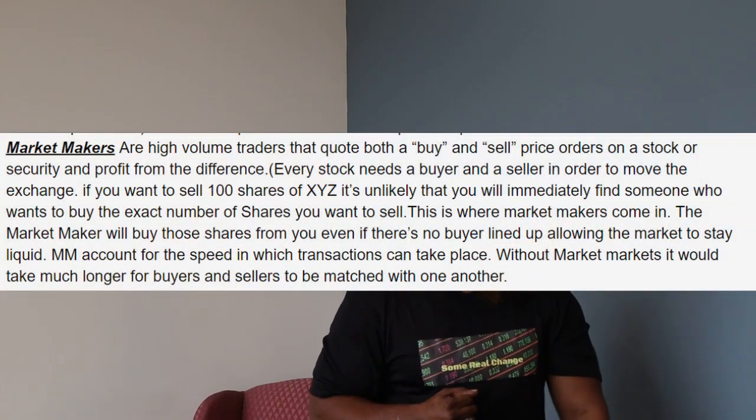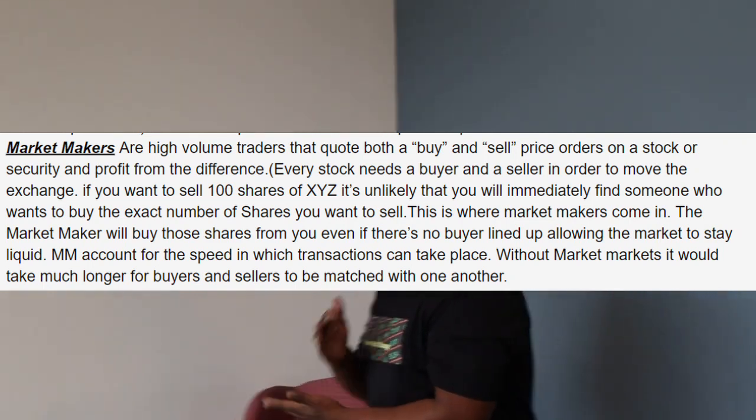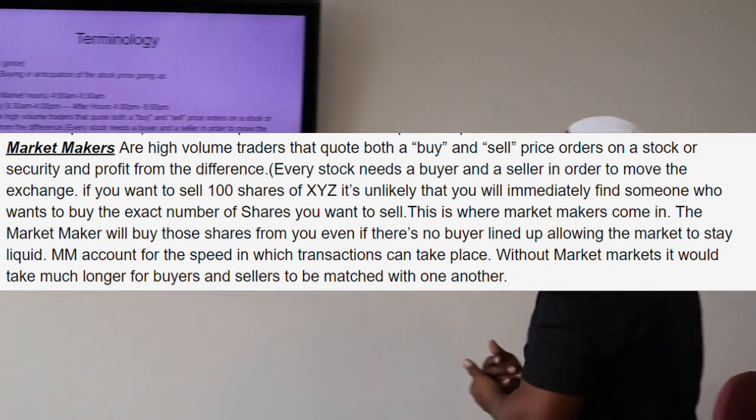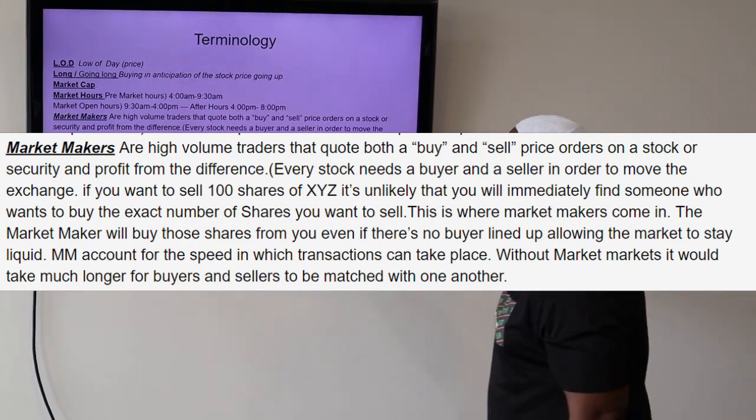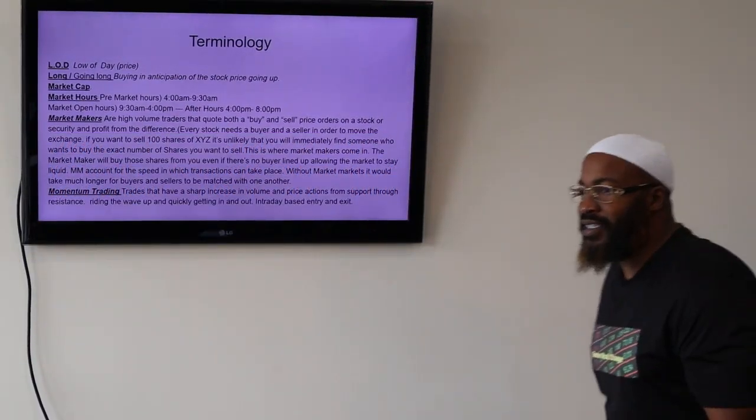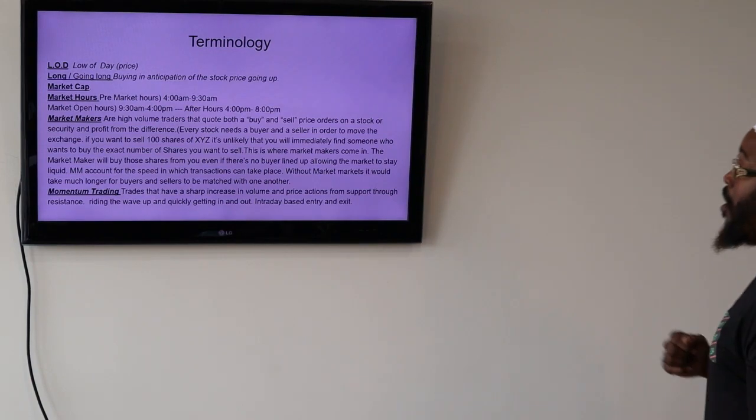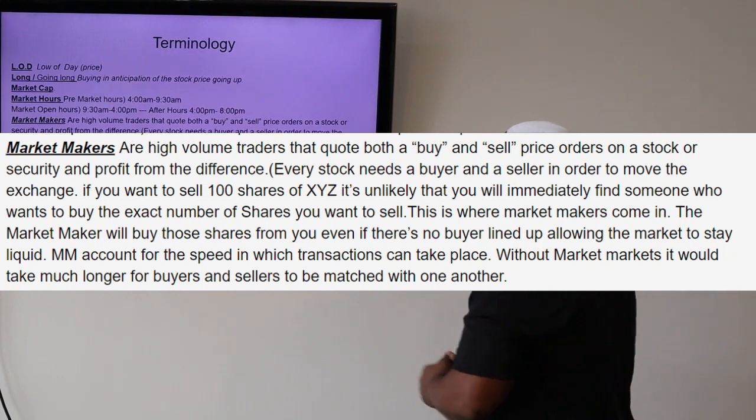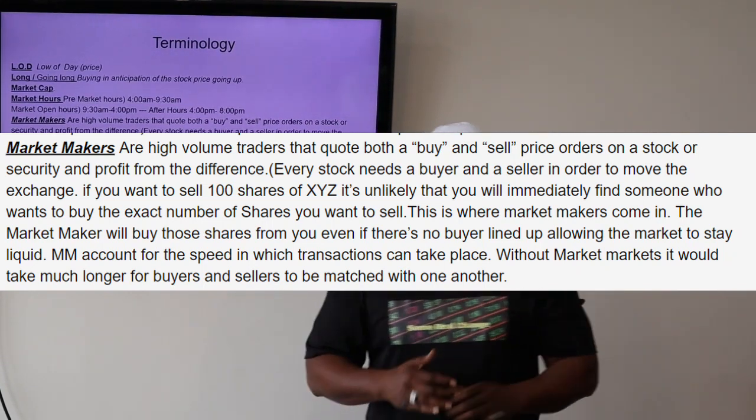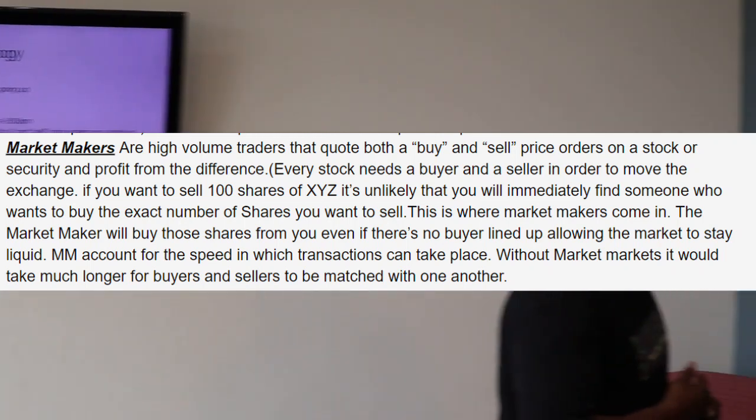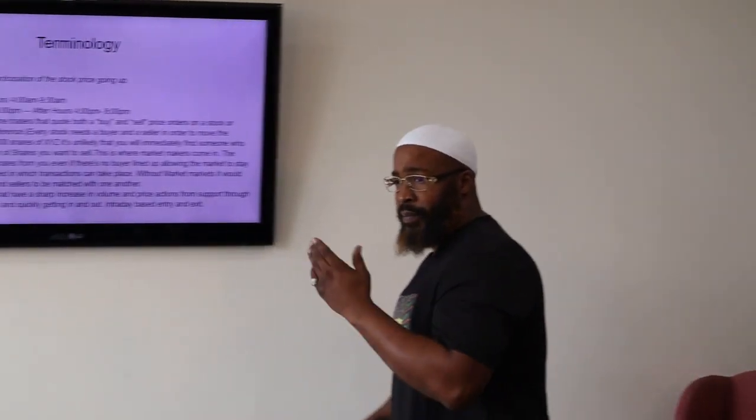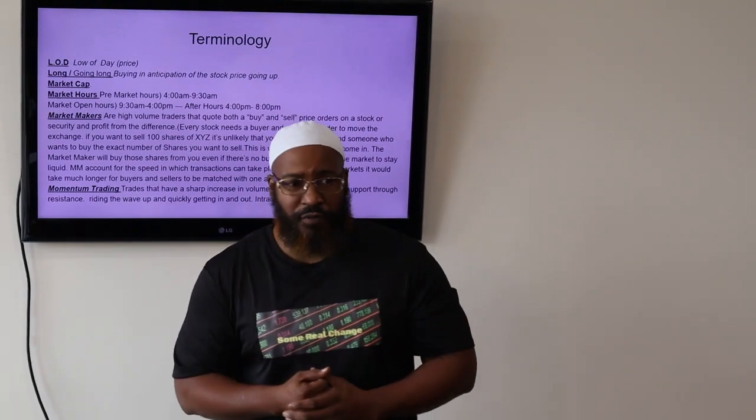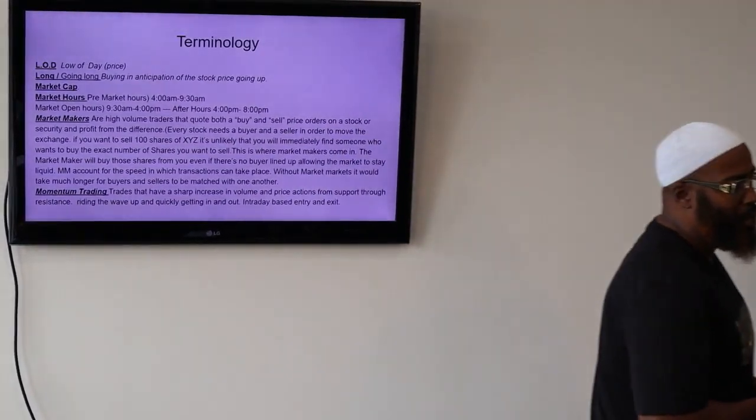This is where the market maker comes in. The market maker will buy those shares from you, even if there's no buyer lined up, allowing the market to stay liquid. Market makers account for the speed in which transactions take place. Without market makers, it would take a much longer time for buyers and sellers to be matched with one another. They take both sides, they profit off the difference, but they keep the liquidity in the market.